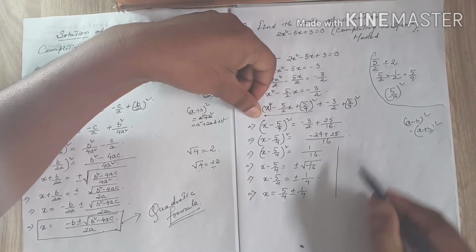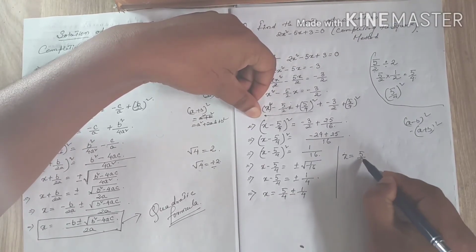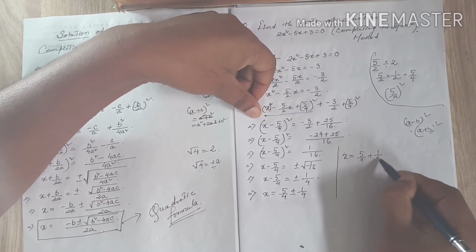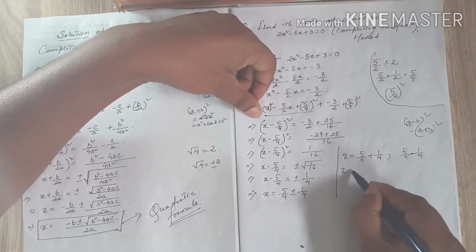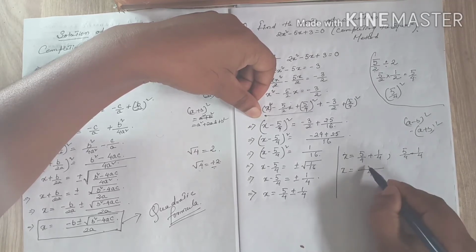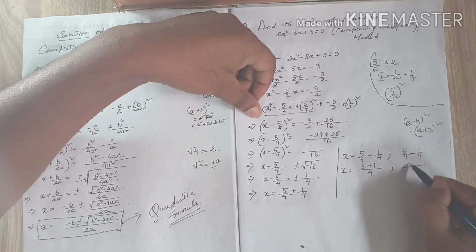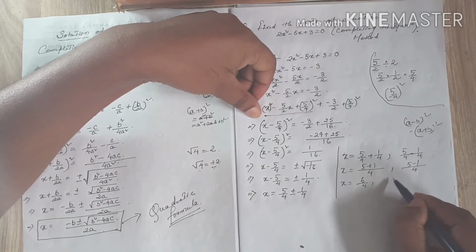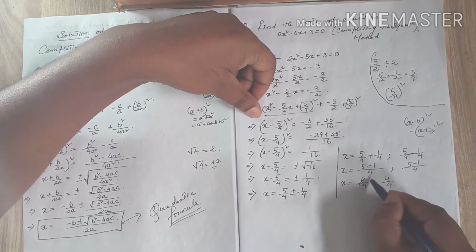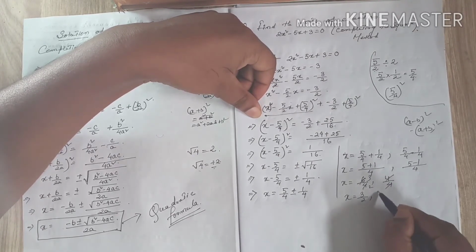Here I am getting two answers. One is x is equal to 5 by 4 plus 1 by 4. Then 5 by 4 minus 1 by 4. So x is equal to, LCM of 4 and 4, 4. 5 plus 1, 5 plus 1. Here LCM is 4. So 5 minus 1. So x is equal to 6 by 4 and 5 minus 1, 4 by 4. So 2 3s are 6, 2 2s are 4. So x is equal to 3 by 2, and 4 4 cancel, we get 1.